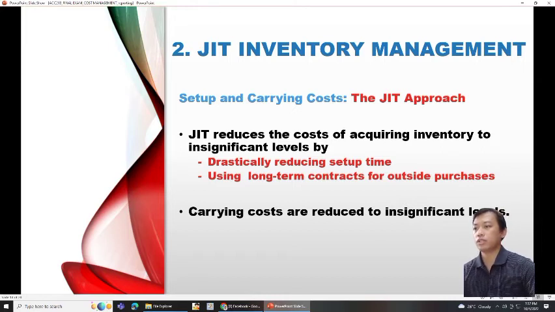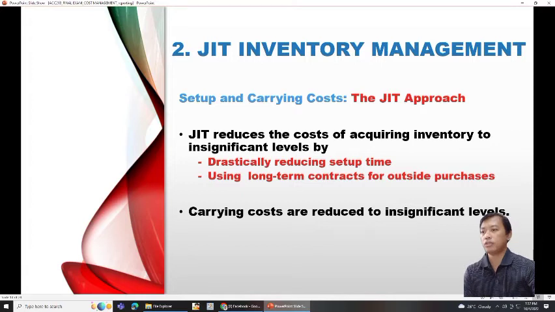So JIT reduces the cost of acquiring inventory to insignificant levels by drastically reducing setup time, meaning the process of reducing the amount of time needed to change over a process from the last part for the previous product to the first good part for the next product, which is very important because it will boost a company's capacity, increase manufacturing flexibility, and help to increase overall output.